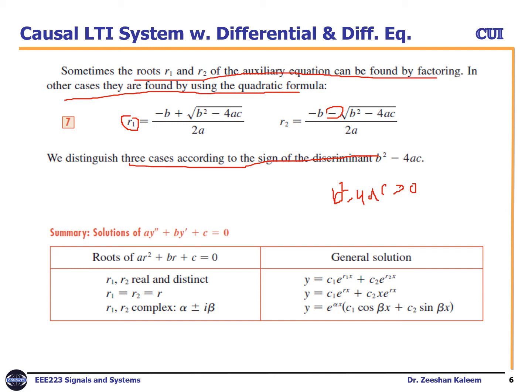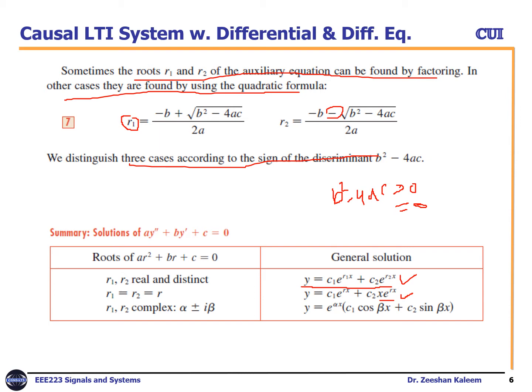Then for a second order differential equation you have a general solution in this way: C1 e^(r1x) plus C2 e^(r2x). This is the general way of writing the second order differential equation solution for the case when b square minus 4ac is greater than 0. When b square minus 4ac is equal to 0, the second case, then you have a general solution C1 e^(rx) plus C2 x e^(rx). So this will be the general solution for a second order differential equation when the roots are equal, when the determinant b square minus 4ac is equal to 0.